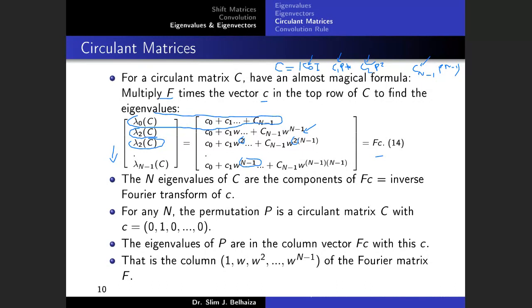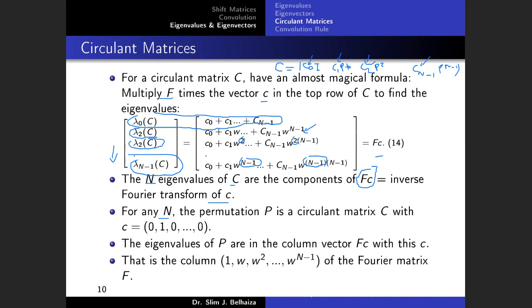So you see the pattern. There is a magical formula to obtain the eigenvalues of the circulant matrix using these c components. In fact, it's just the result of the multiplication of F by c, the Fourier matrix by c. So the n eigenvalues of C are the components of this product, F times c. Or what we also call the inverse Fourier transform of c.